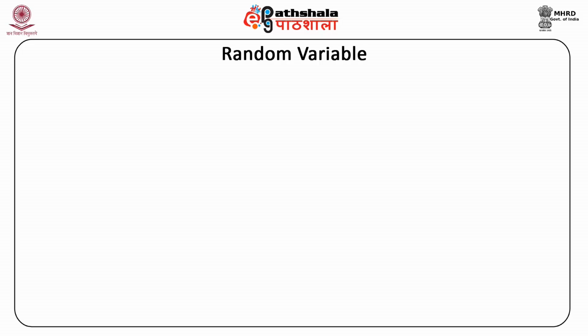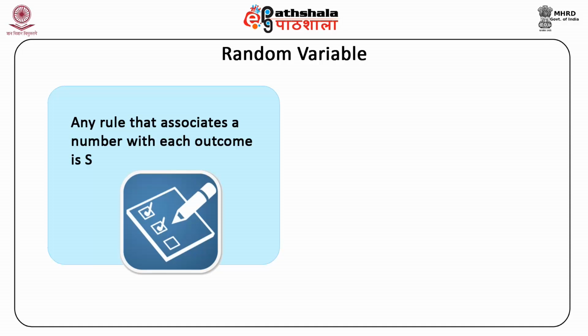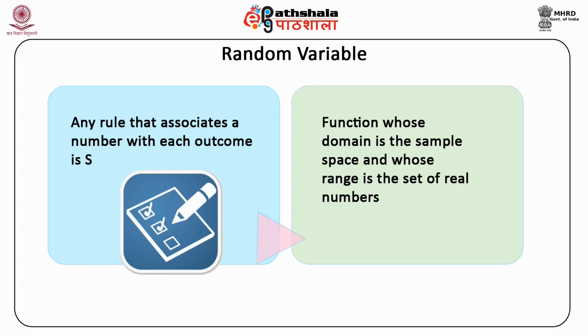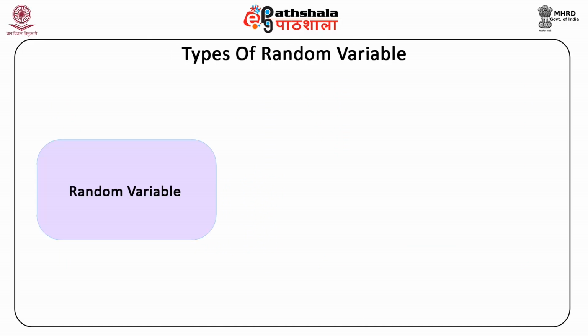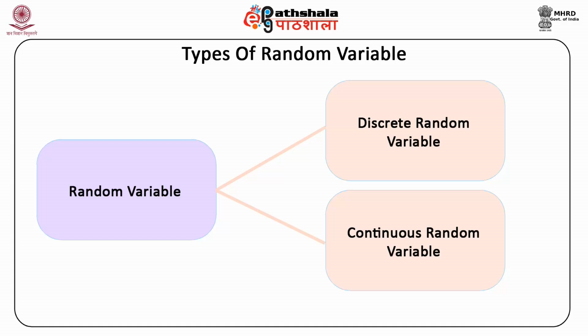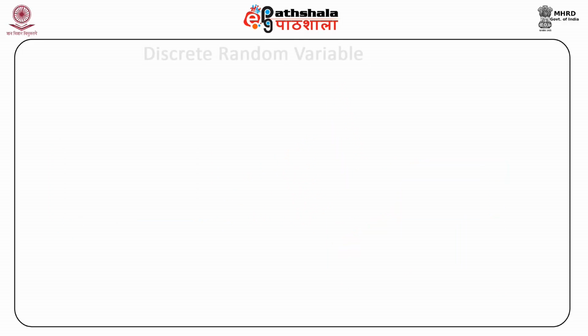For a given sample space S of some experiment, a random variable is any rule that associates a number with each outcome in S. In mathematical language, a random variable is a function whose domain is the sample space and whose range is the set of real numbers. There are two types of random variables: number 1, discrete random variable; number 2, continuous random variable. Following the usual convention in statistics, we denote random variables by uppercase letters and particular values of the random variables by corresponding lowercase letters.